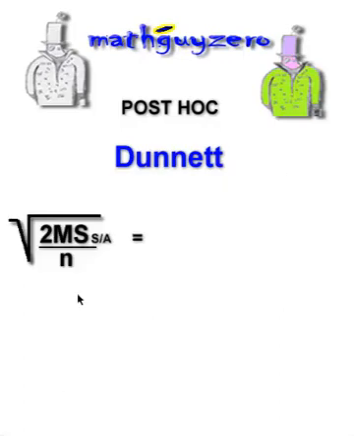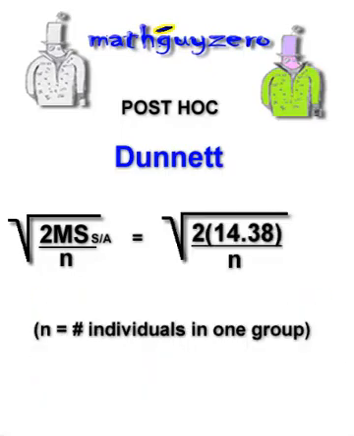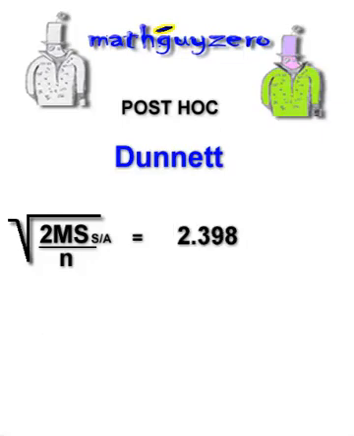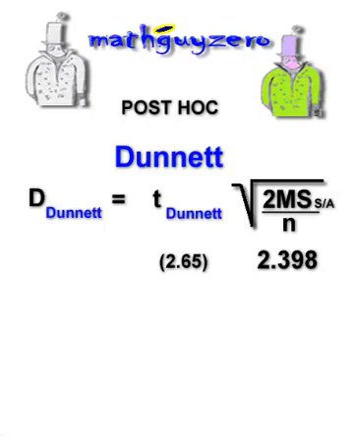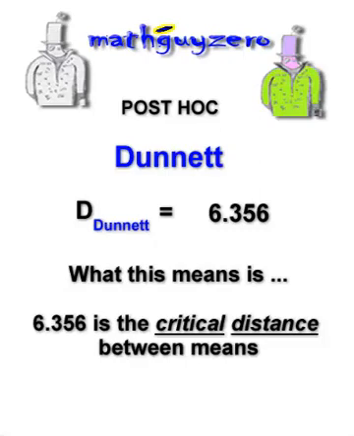So let's plug and chug. Found that one. Now let's find this mess over here. We have to go back to our source table to find the mean square within group, which was 14.38, and then we plug the real values in. n is the number of individuals in one group, and we had 5 rats per group. So we do a little bit of math, and now we know that number. We plug it back into the formula, do a little bit more math, and we get a final D sub Dunnett equal to 6.356. What that means again is that if two means are greater than 6.356 apart, you have a significant difference between the means.